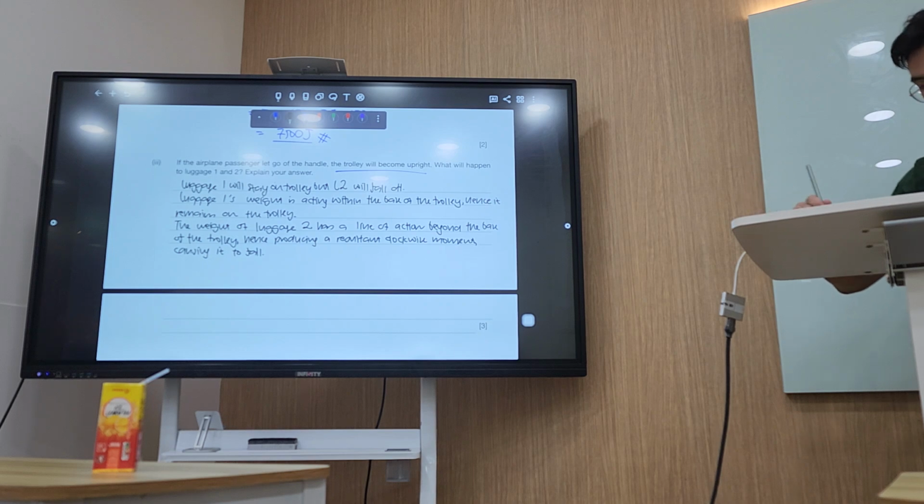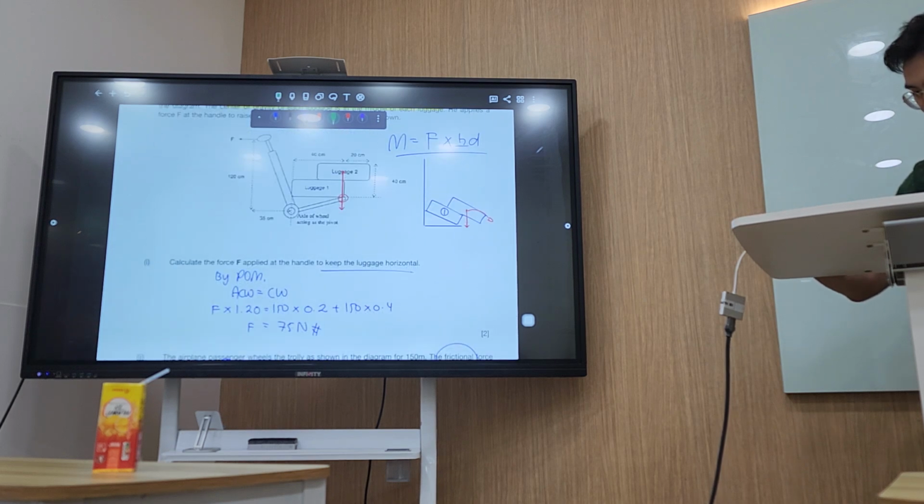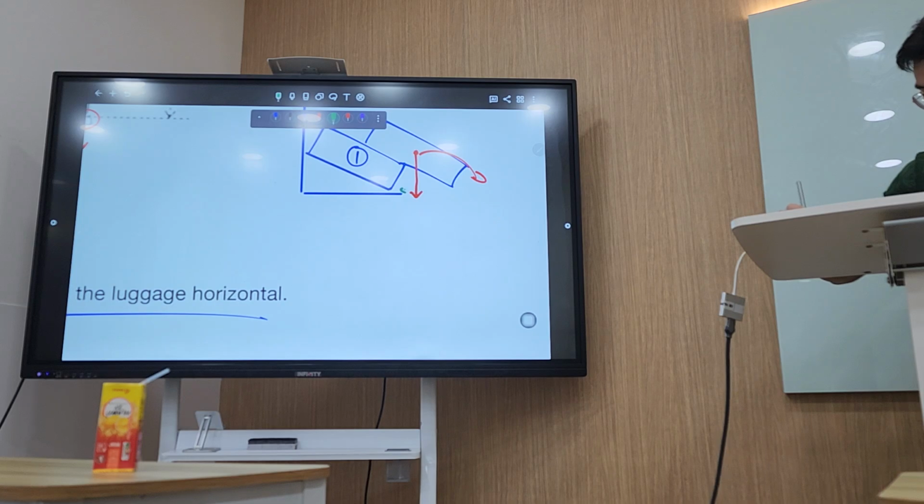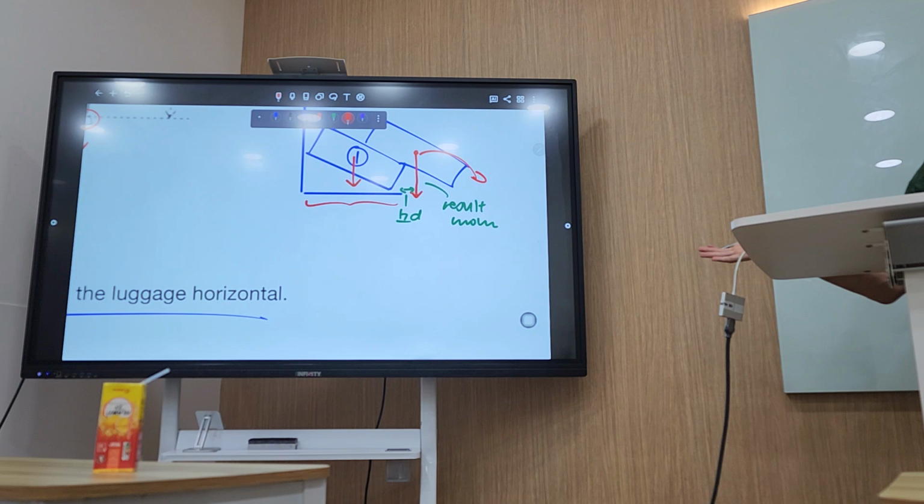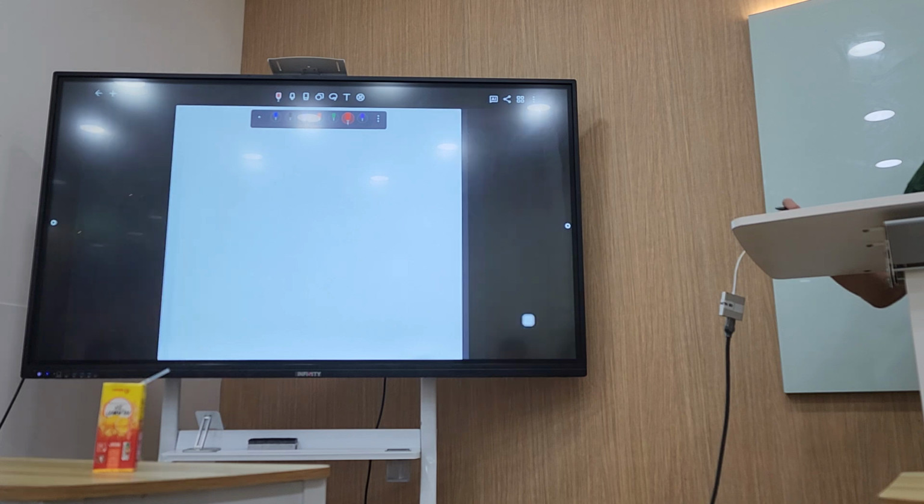You guys can see very clearly that there is a very small but very notable perpendicular distance here. So this one generates a resultant moment, and then this fellow will topple over. But the first fellow, his center of gravity is still within the base, so it's fine. Understood? Yes? Understand? Alright, good.